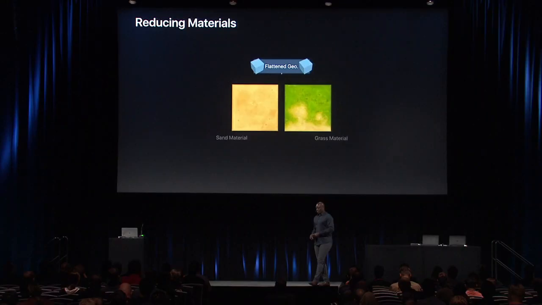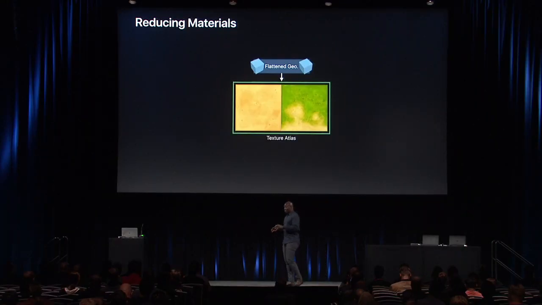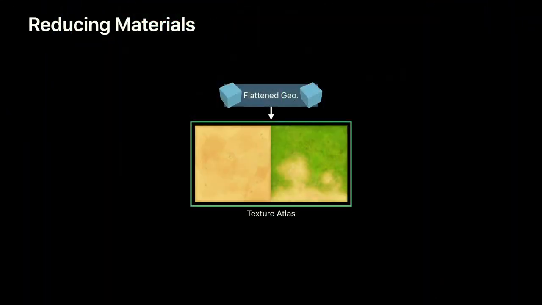You may have heard of texture atlasing, but maybe you don't understand exactly what that is. It's a very simple process. Your artist, in their 3D tools, would take your materials and combine them into one texture atlas. And under the covers, they'll update your geometry so that it's pointing to the right bits inside your textures. But the net result is you have one draw call.